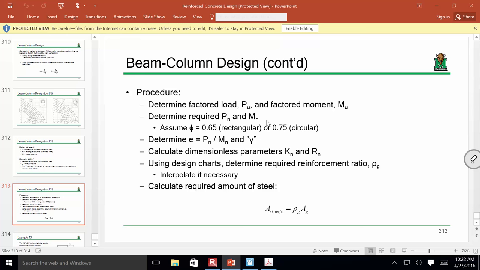Determine your eccentricity, which might be given to you in a problem. Instead of being given a load and a moment, you might just be given a load at an eccentricity, so the moment is the load times the eccentricity. So you might be given e. If not, just take moment over load. Your gamma is that factor between the distance between the rebar and the total height of the column. Calculate Kn and Rn. Look up your rho value and calculate the required amount of steel. It's super simple.